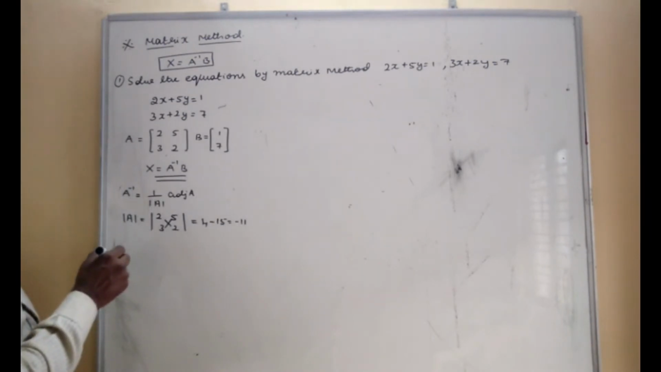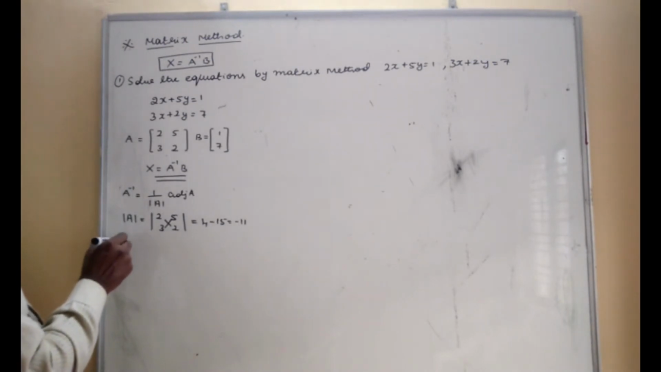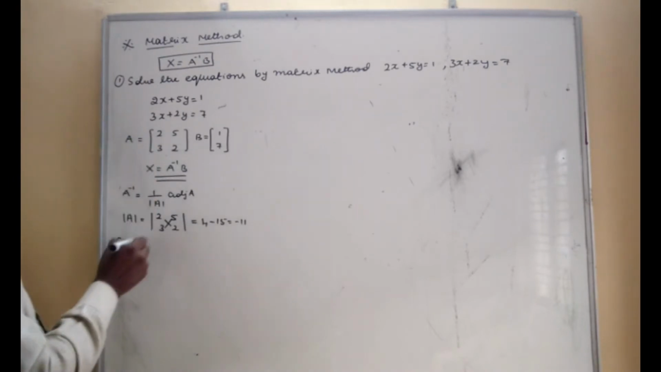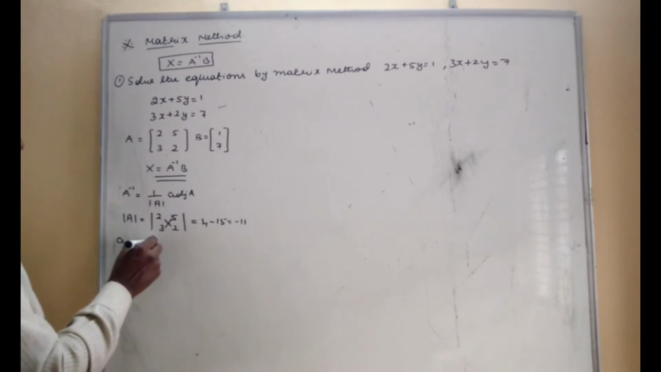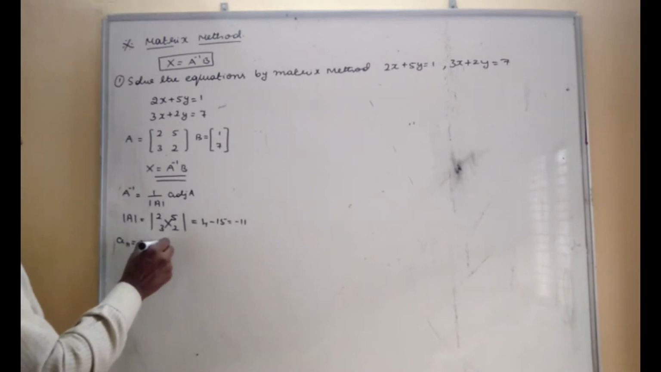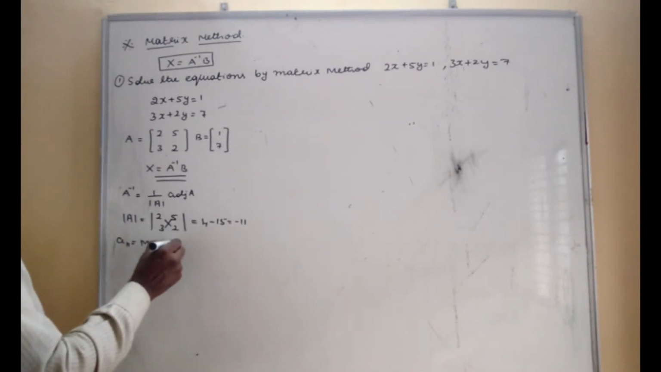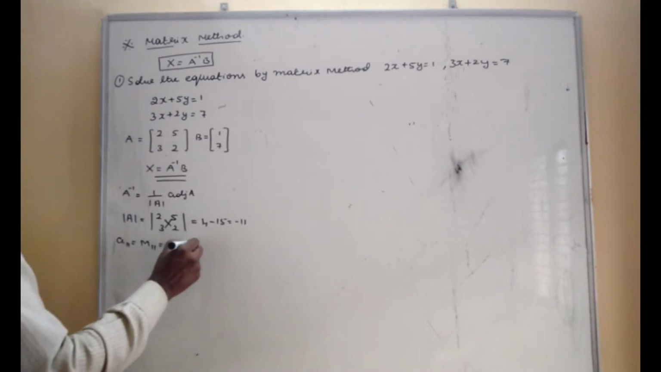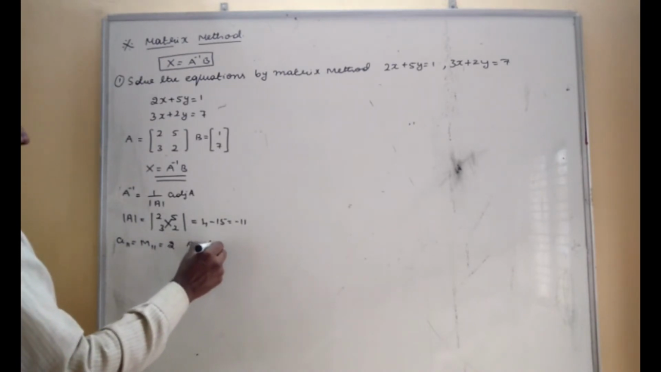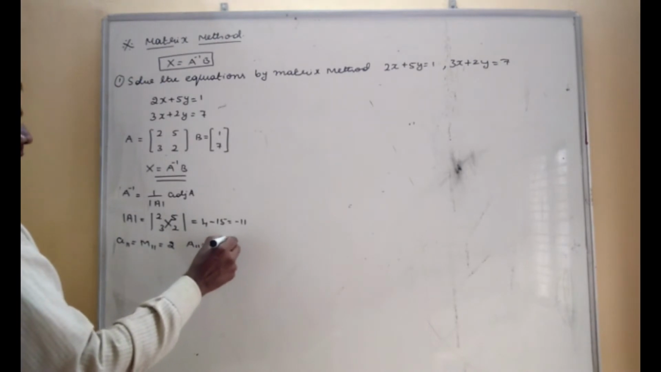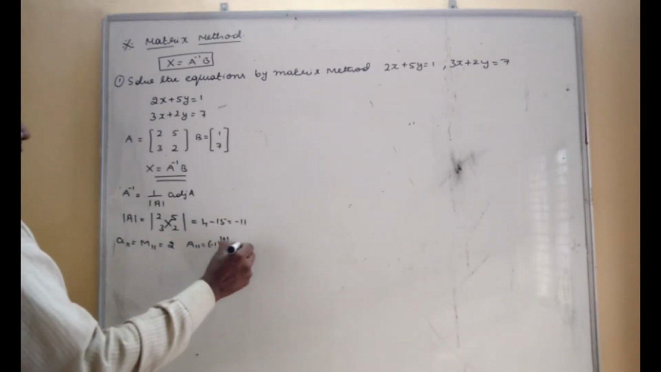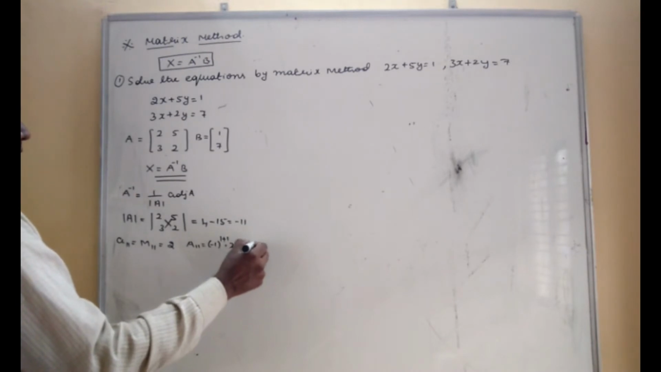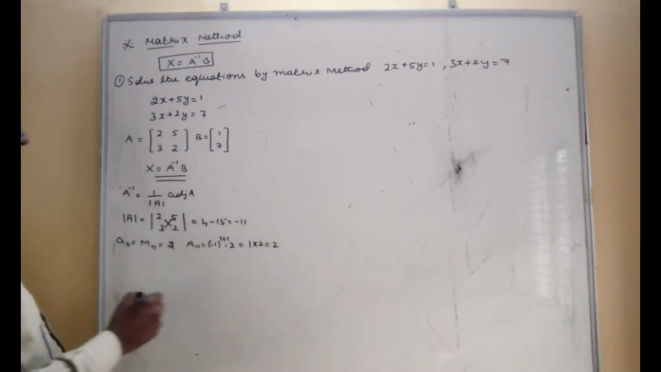Now let us find the cofactors of A. The A11 element is 2, so the opposite of that is the minor element. The minor M11 is equal to 2. So the cofactor of A11 is (minus 1) to the power of 1 plus 1 into 2, that is equal to 1 into 2, that is equal to 2.